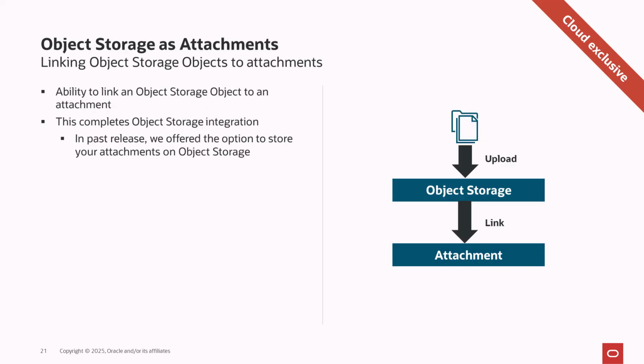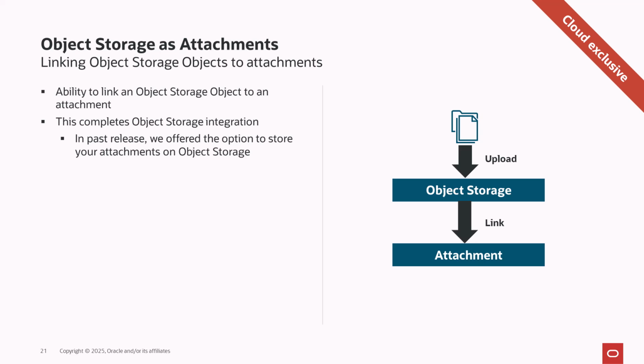In past releases, when you processed a large attachment, you could opt in to store that attachment within object storage rather than in the database. This allows you to control the storage costs of storing large attachments. This was implemented from the service to object storage in a transparent way. This is what's called a top-down approach.